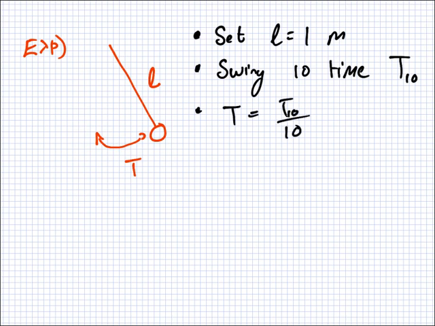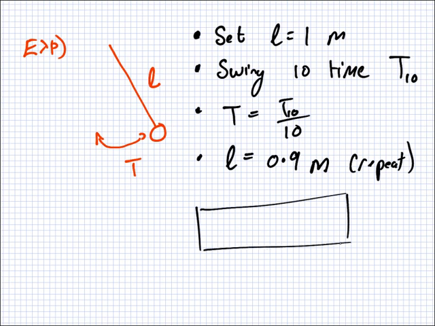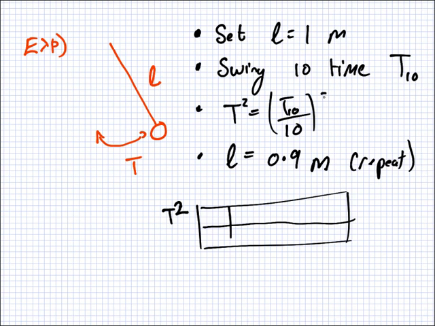Any ideas why we might swing it 10 times and divide by 10, rather than just go 1 and time it? To prevent error. The error in the stop and the start. Yeah. Then, after you do that, you reduce the L, say to 0.9 meters, and you repeat. So then at the end of it, what you have would be values of t squared, yes, you square the t, and L's.